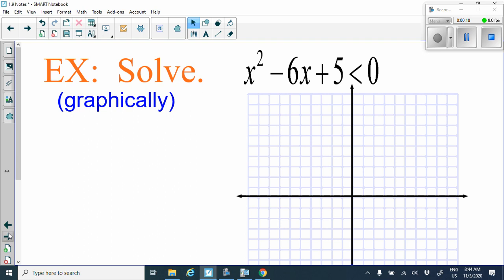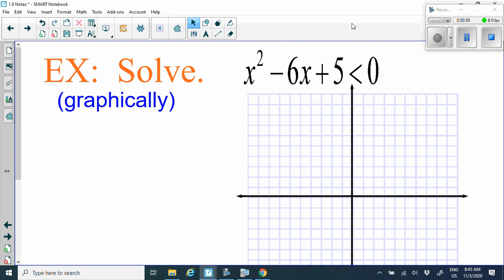Here it says solve, so notice it doesn't say graph, but solve x squared minus 6x plus 5 is less than 0, and we're doing this graphically. Now what does it mean to solve? You have to look at what the inequality is saying. Here the inequality is saying that we want to figure out where on our graph the y values are less than 0. Actually, we're figuring out whether it is between the x-intercepts or away from the x-intercepts that the y value is less than 0. Basically where the graph is below the x-axis, so we have negative y values.